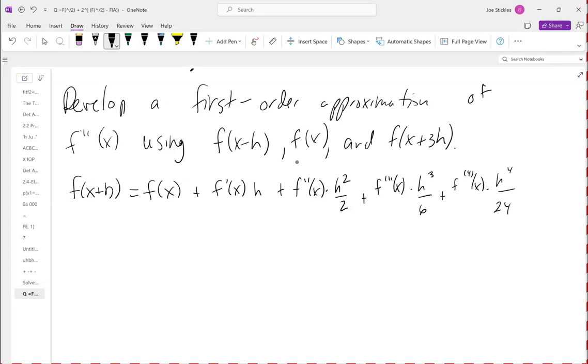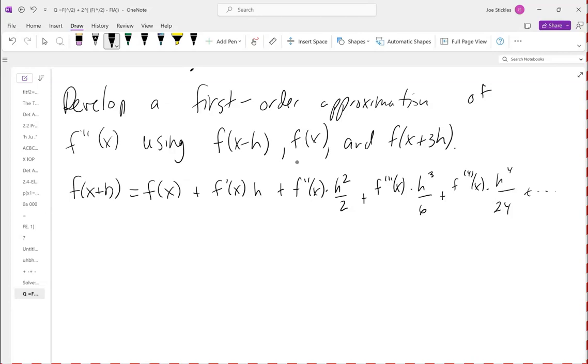All right. And then, of course, this process continues. Depending on what order error estimate you're trying to find, this process would continue. All right. So every one of these problems that we're going to do is going to start with this Taylor series. Okay? This particular problem is asking you to develop a first order approximation in terms of these three things. Let's look at the x minus h and the x plus 3h first.